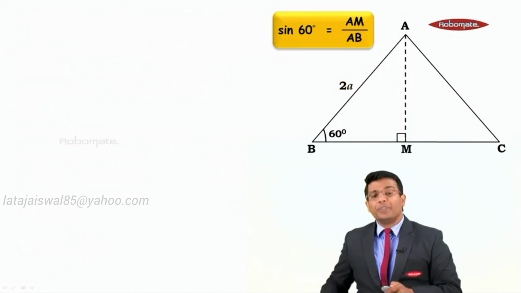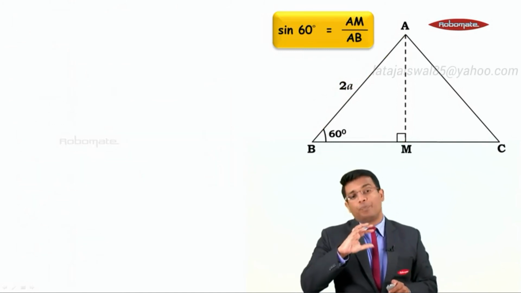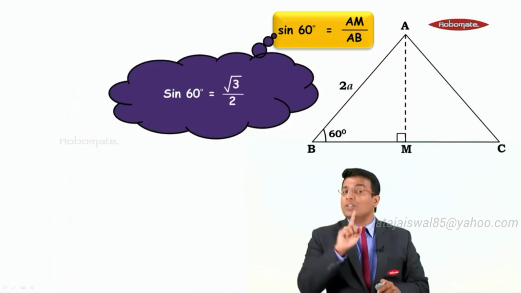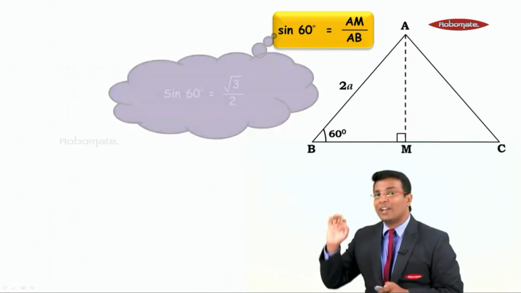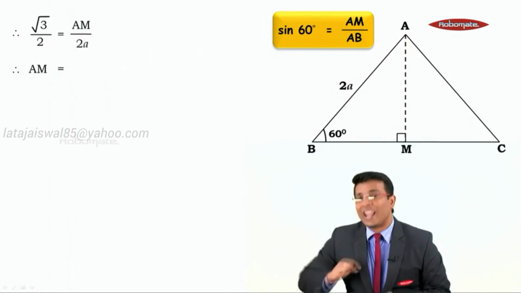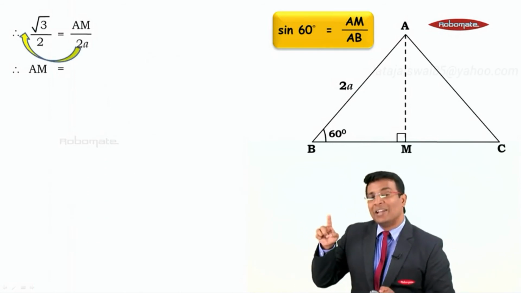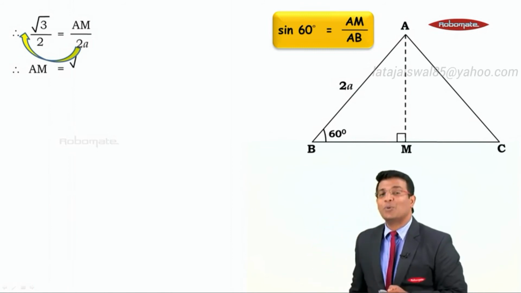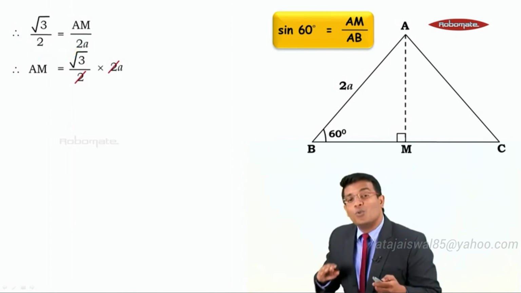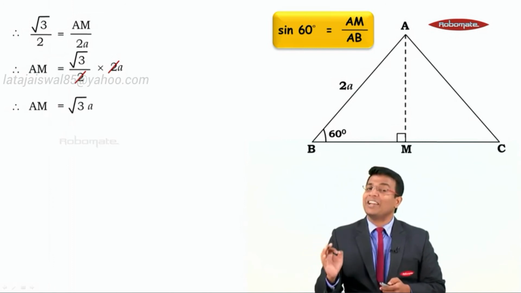And this is what we got. Now it's very simple. Now we just need to know what is the value of sine 60. We know from the trigonometric table the value of sine 60 is root 3 upon 2. So just substitute that in that particular equation. So we'll get root 3 upon 2 is equal to AM upon AB, which is known as 2A. So now what is AM? AM is very simple. You just need to take the 2A onto the left hand side. So we get AM is equal to root 3 upon 2 into 2A. So now 2 and 2 get cancelled. So we have AM is equal to root 3 into A.